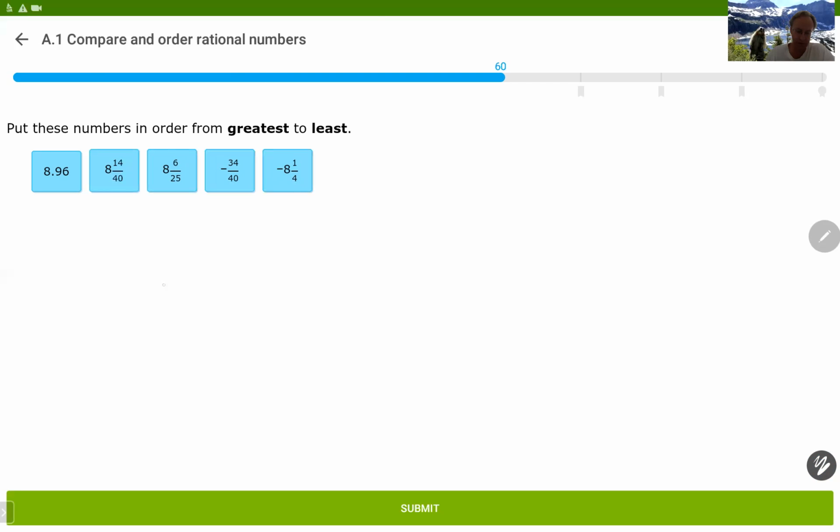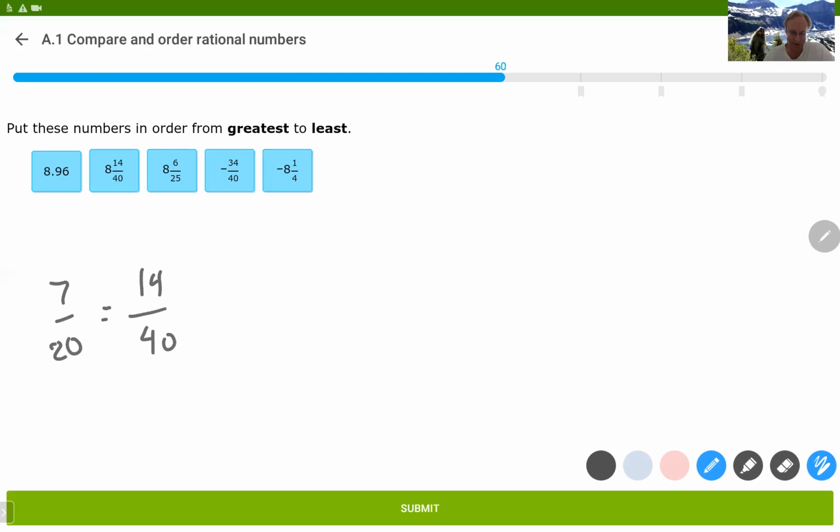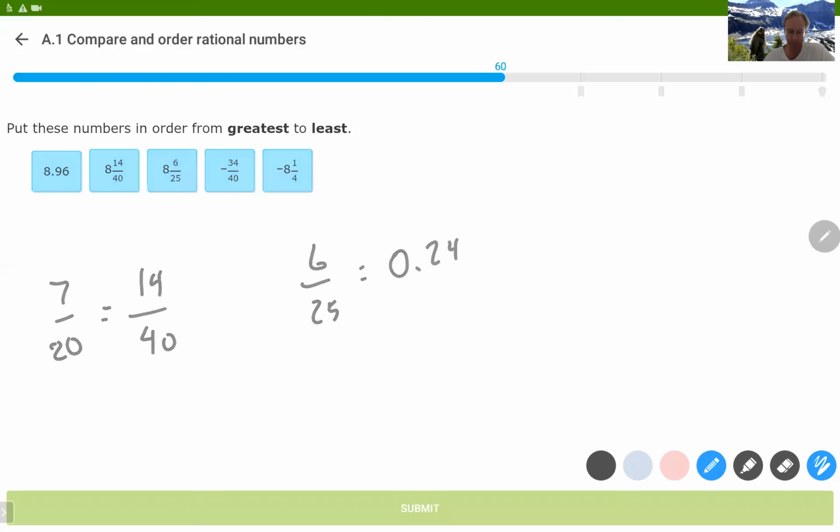And basically we're comparing 14 over 40, or 7 over 20, which is 0.35. All I did is multiply by 5 in case you're wondering what I'm doing. And we're comparing that with 6 over 25, which happens to be 0.24. So it looks like they're in order from greatest to least.